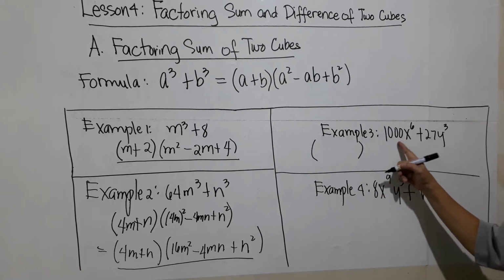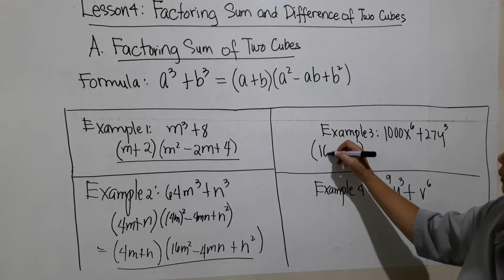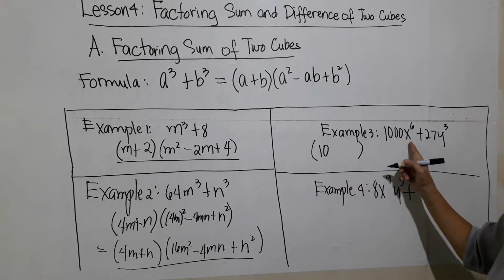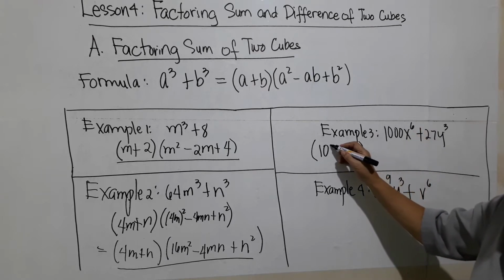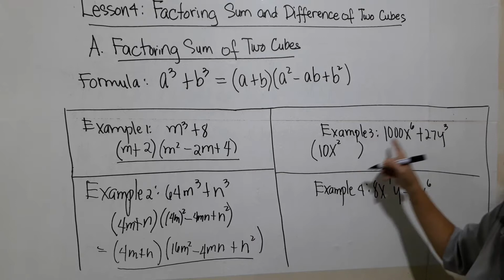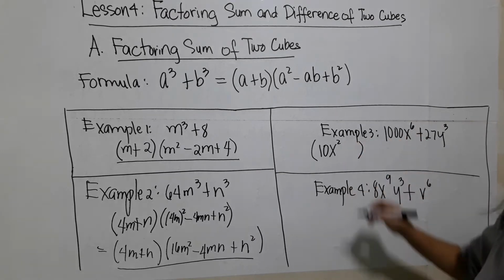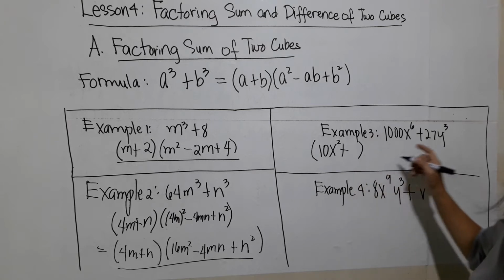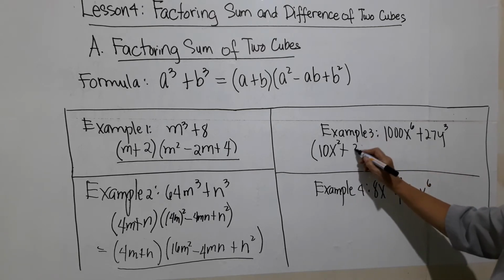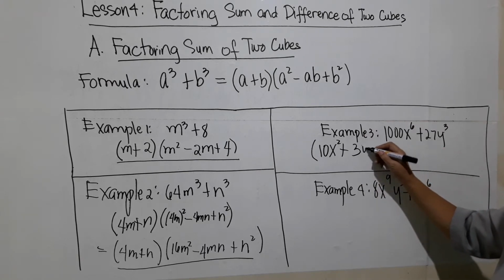Cube root of 1000 is 10. Cube root of x to the 6 is x squared. How did I get this? Divide 6 by 3, so you will get 2. Plus, cube root of 27 is 3, and cube root of y cubed is y.